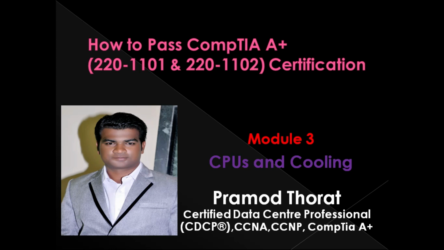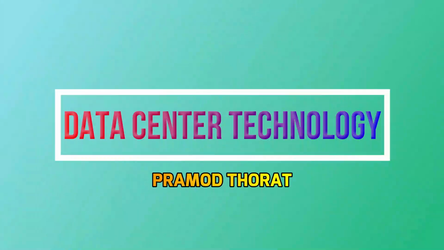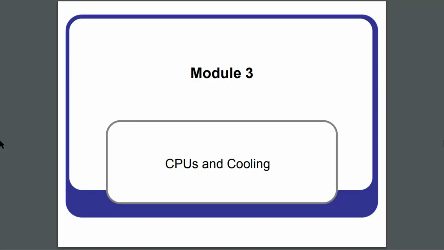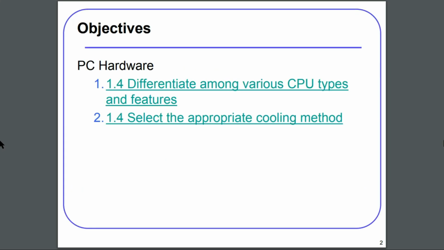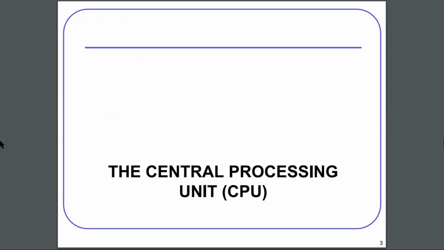So let's go to Module 3, CPUs and cooling. This is Module 3, central processing units and cooling. The objective for this module is PC hardware: differentiate among various central processing unit types and features and select the appropriate cooling method. So what is the central processing unit?